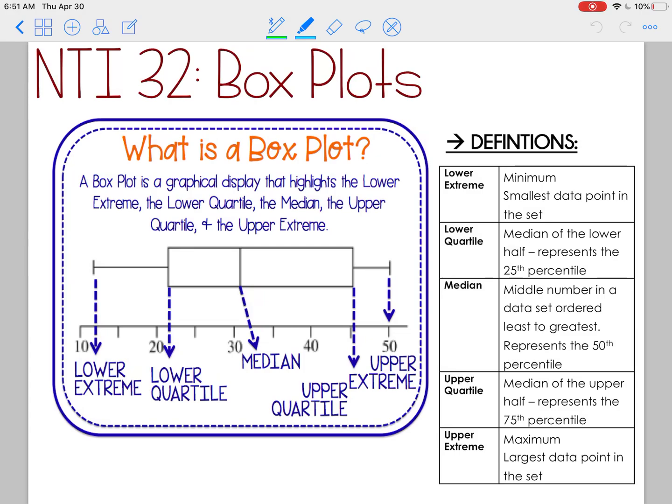Hi guys, welcome to NTI day 33. I know that says 32. We're in quarantine. Everybody's losing track of days. Sorry. So this is NTI day 33.